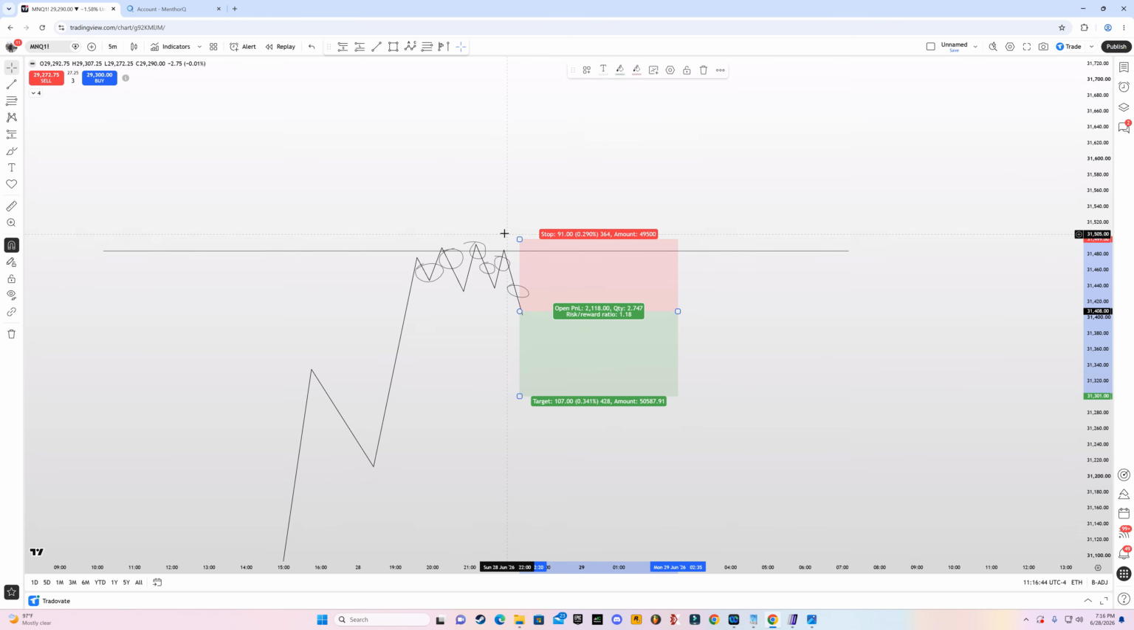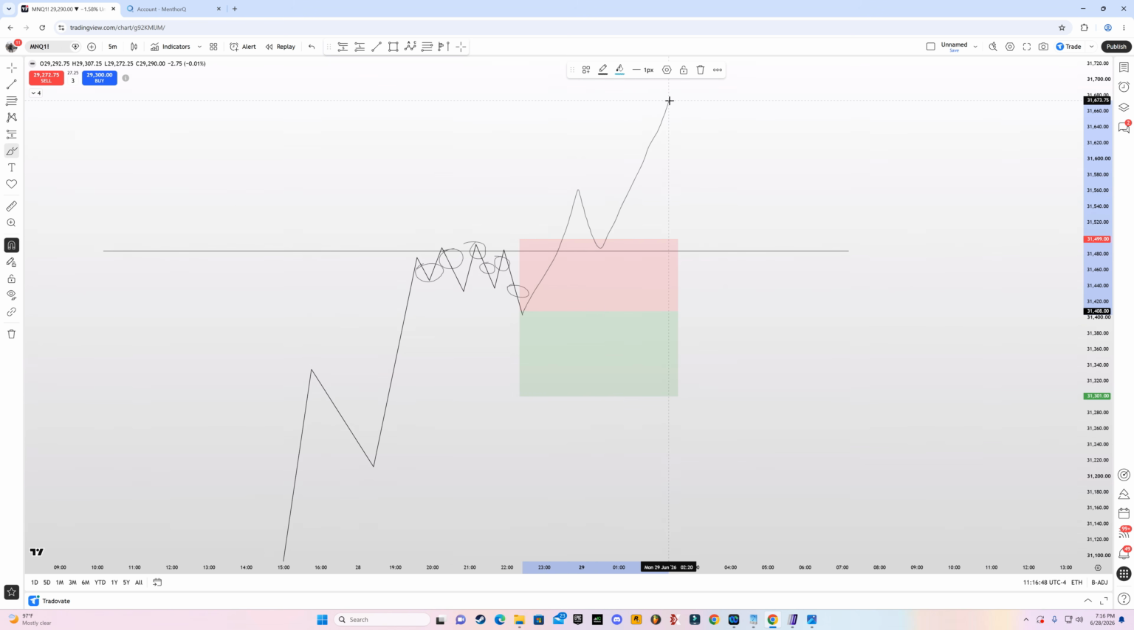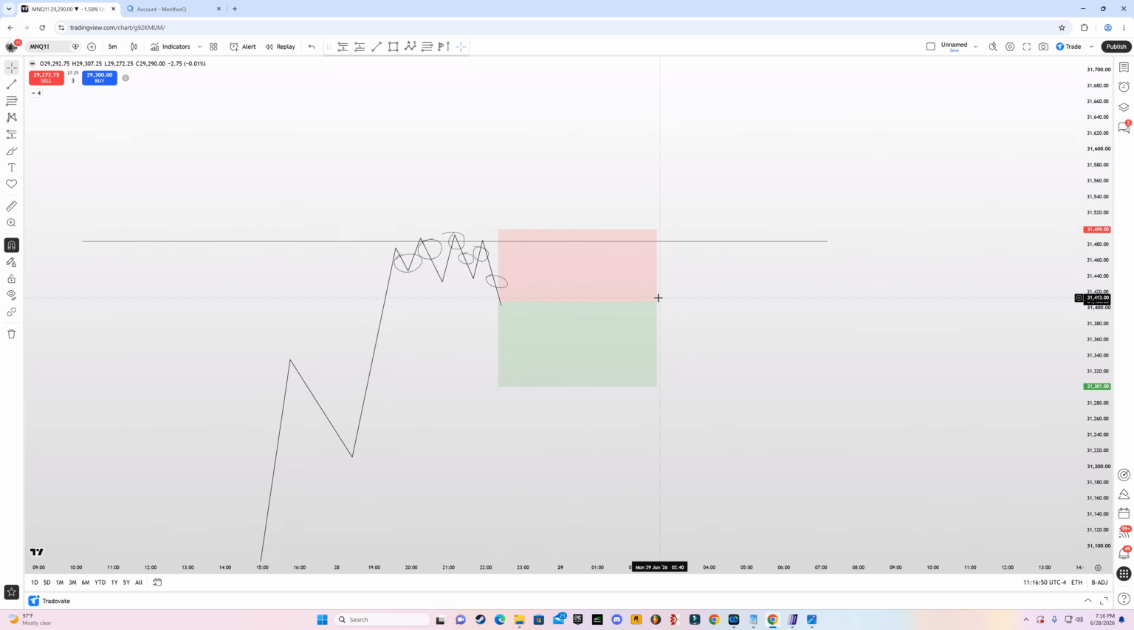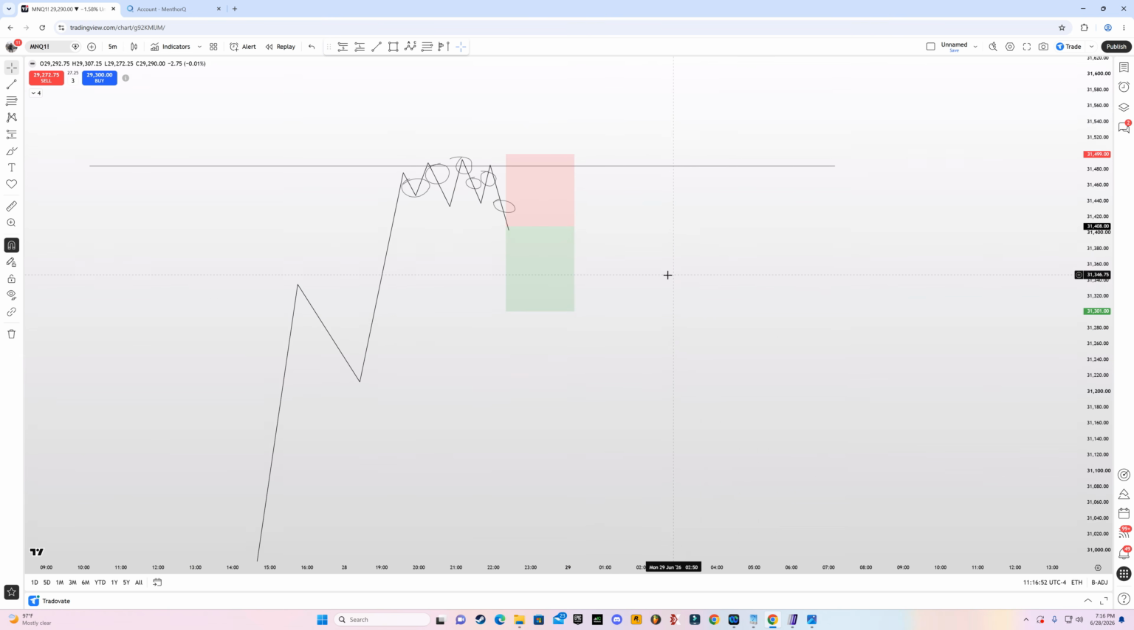I'm going to put my stop right above these absorbed buyers, because if price goes above these, they're going to reload and they're going to push the price up. So in that case, our idea is going to be invalid. So this is going to be my entry.